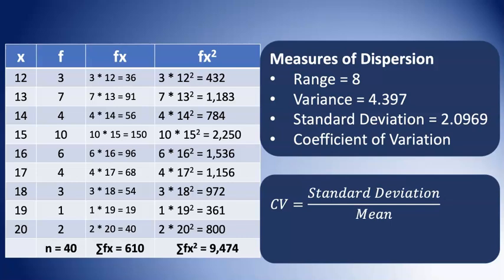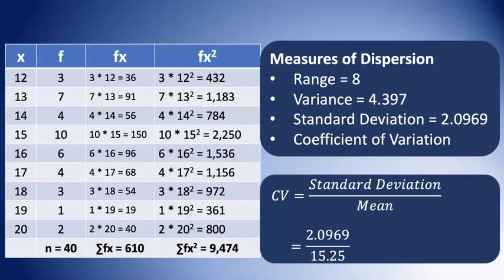Next, we have the coefficient of variation. And that's simply the standard deviation divided by the mean. So it will be 2.0969 divided by 15.25. Now the calculation for the mean, we had done that in another video, but it's simply the total for fx, 610, divided by n, 40. That's how we got the 15.25. When we divide here, we get 0.1375, that's our coefficient of variation.